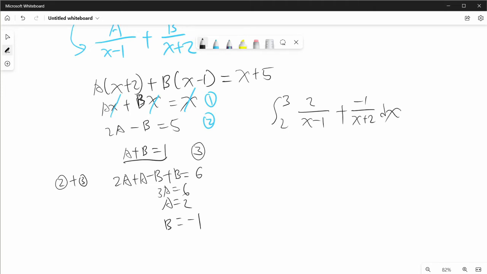Right, this is just pretty simple, just use natural log. We'll have natural log of x minus 1 with 2 in front, minus natural log of x plus 2. All of that is evaluated from 2 to 3.